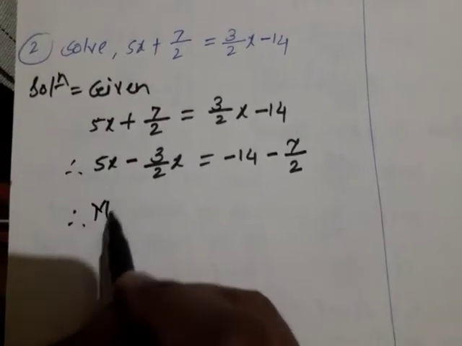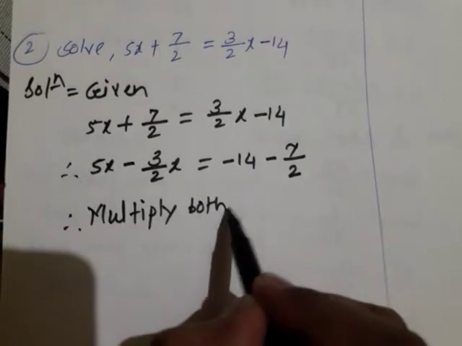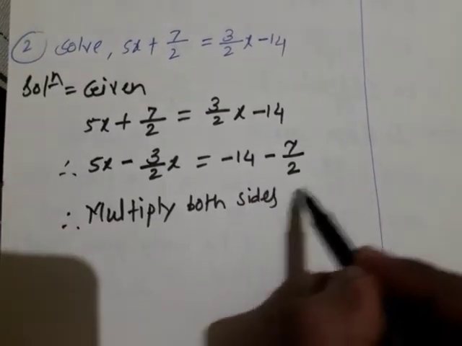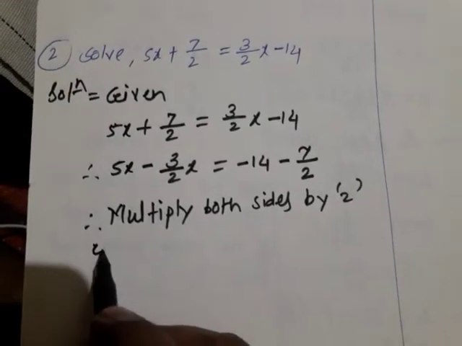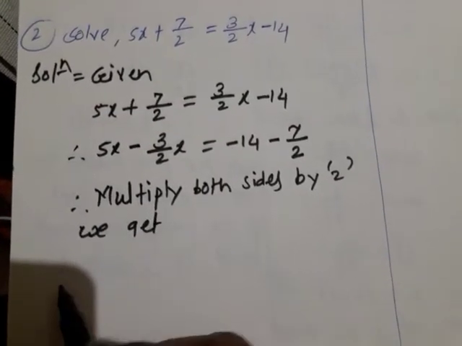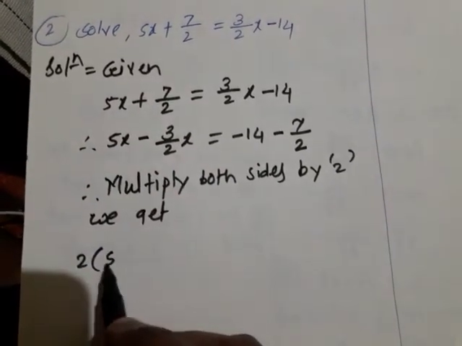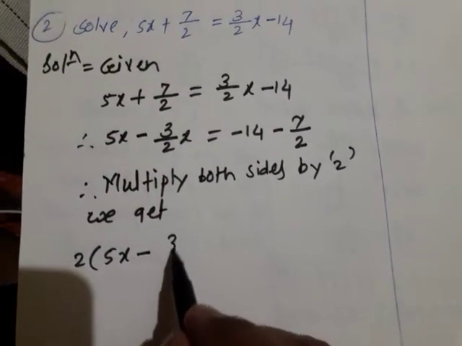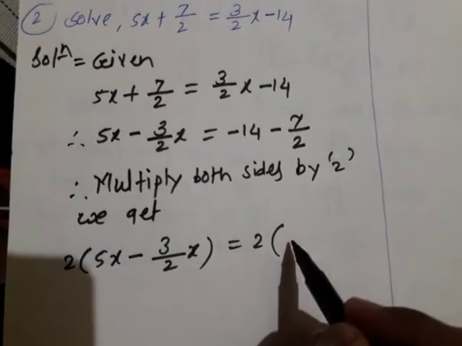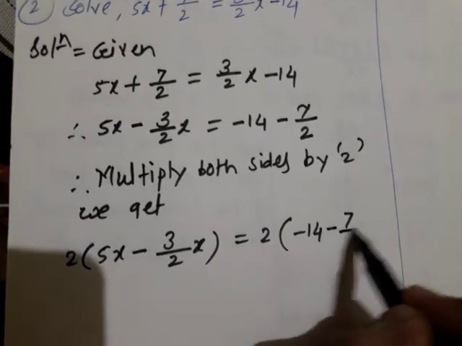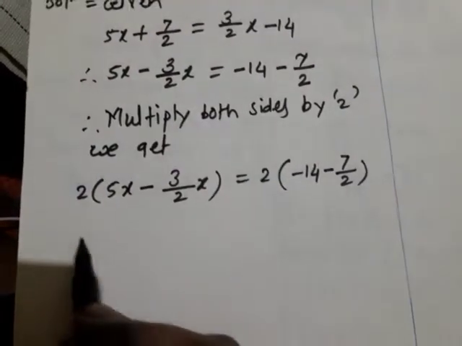Then what we will do? Look here, multiply both sides by 2. We get, 2 in bracket 5x minus 3 divided by 2x is equal to 2 in bracket minus 14 minus 7 divided by 2. Okay, multiply these to this.